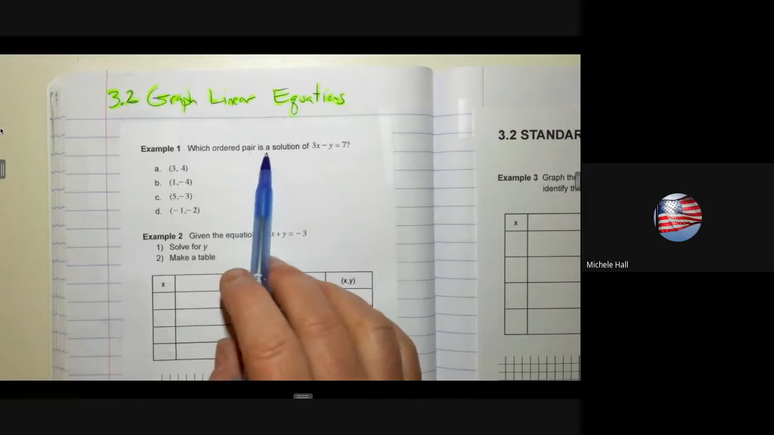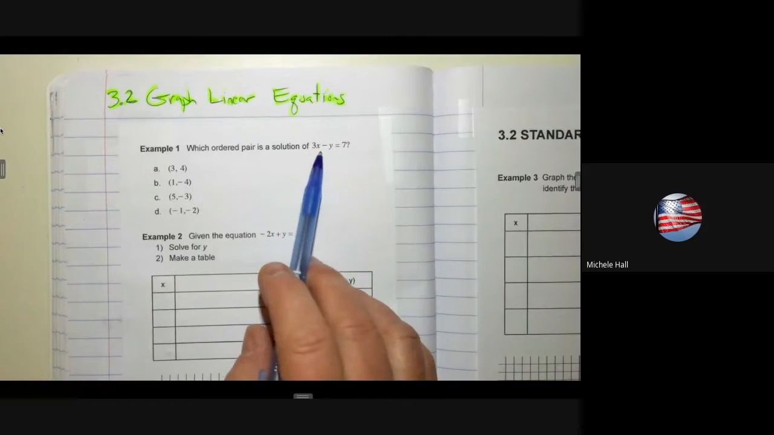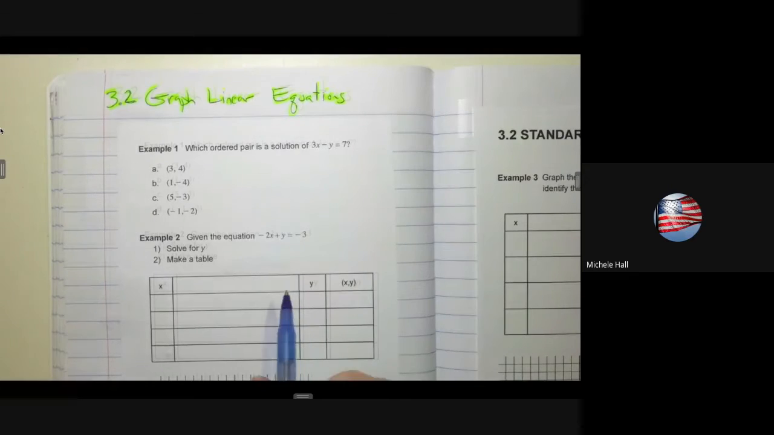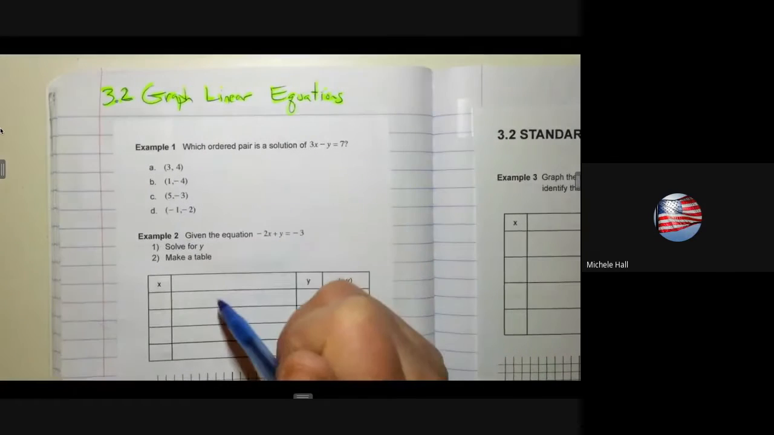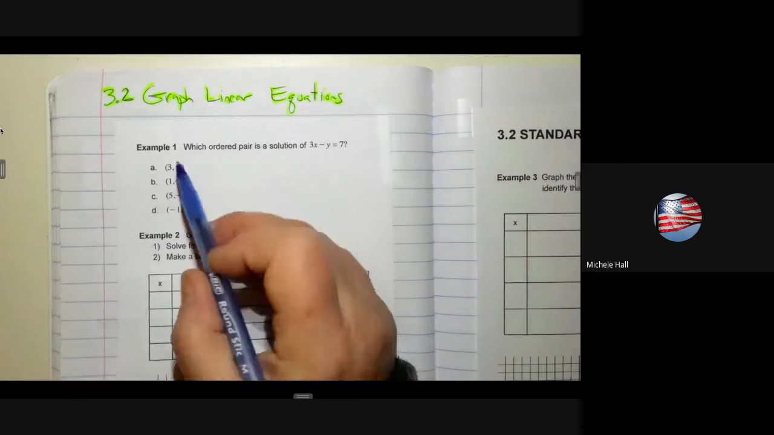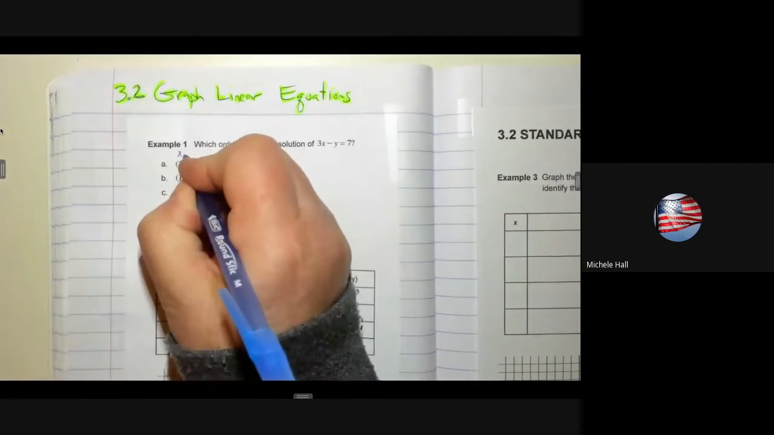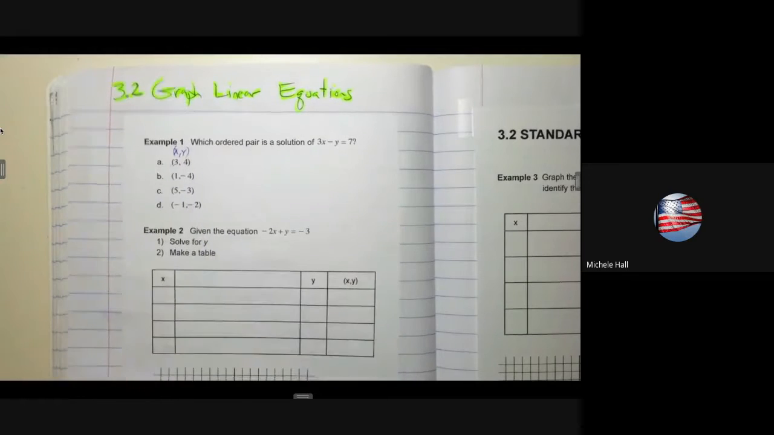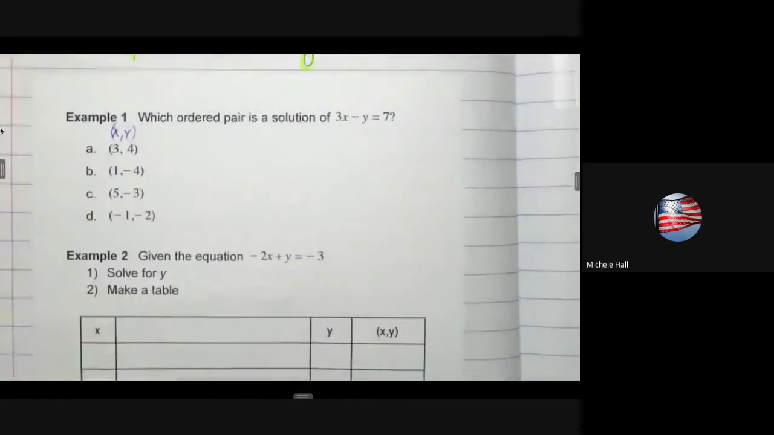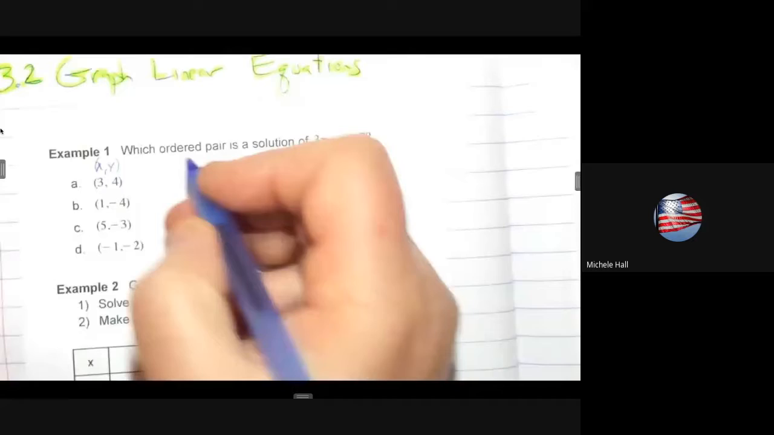Which ordered pair is a solution to 3x minus y equals 7? How do I know if this ordered pair will be a solution to the problem? I have x and I have y. What could I do with the x and the y? We're going to substitute it in.